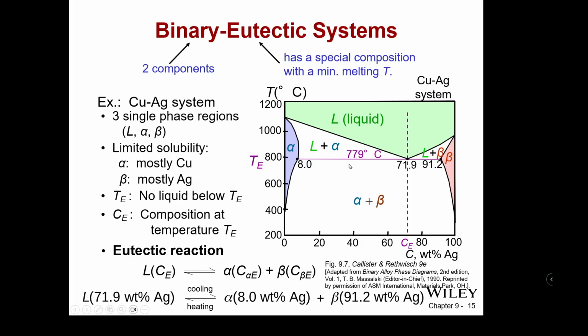There's cooling and heating that happens across the 8 weight percent for alpha here. So this is our tie line. 8 weight percent silver in the alpha phase. In the beta phase, because we do have some beta at that temperature, 91.2 weight percent silver. So the beta is mostly silver. The alpha is mostly copper at that temperature.